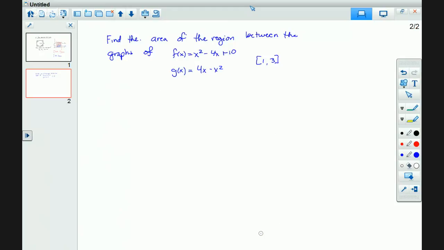Which one's on top? That's what you gotta figure out here. Which one's on top so we can do the subtraction properly. What's f at 2? 2's in the middle, right? What's f at 2? 4 minus 8 plus 10, 6. What's g at 2? 8 minus 4. Yep, that is top. Top, bottom.